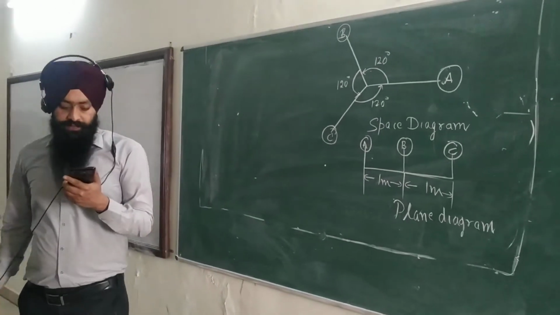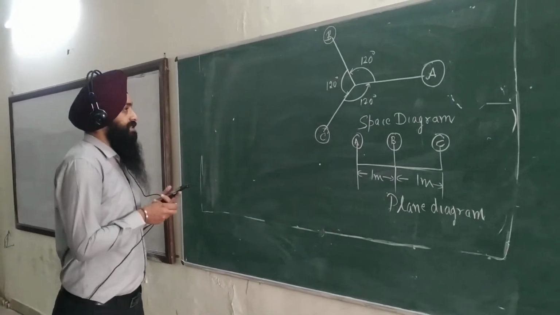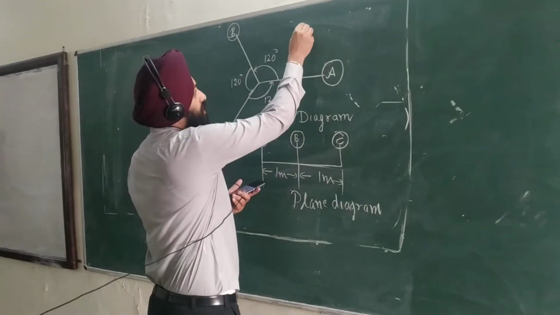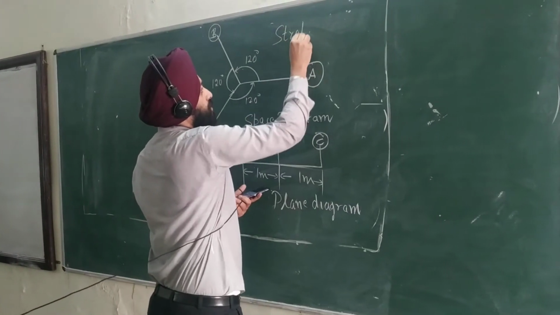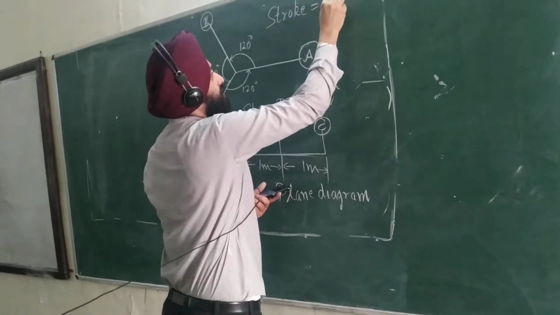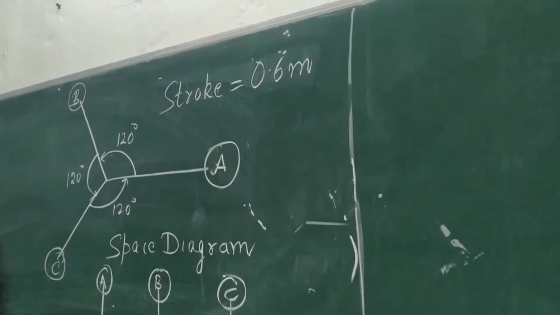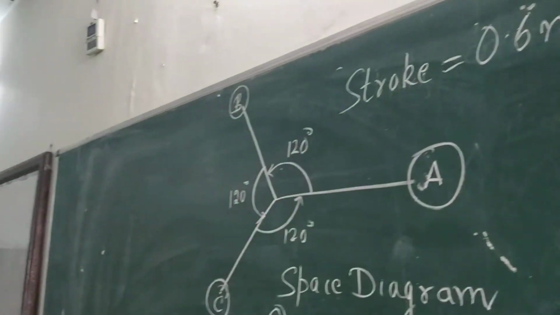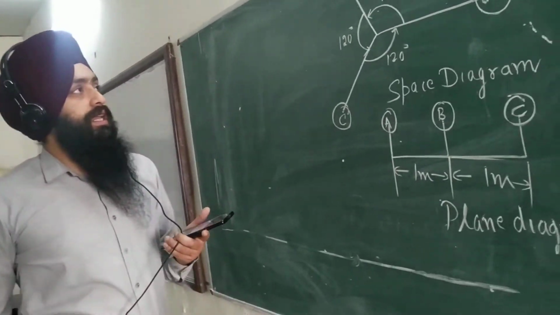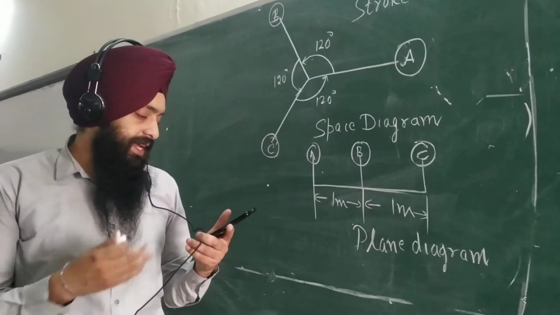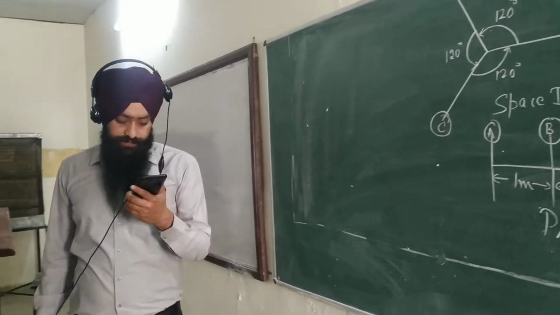And the stroke of each piston is 0.6 meter. Stroke is given. The stroke of each piston is 0.6 meter, and we know that the stroke is 2 times the radius, so we can calculate the value of the radius also.